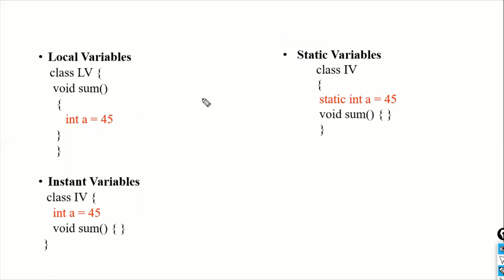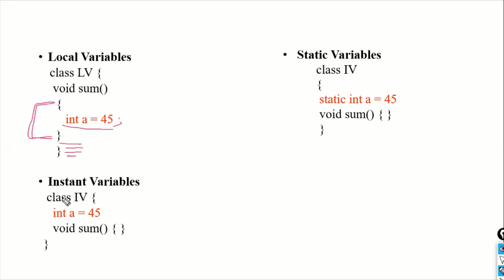Now, local variables. Any variable that is defined or declared inside a block is called a local variable. If you look at this variable A that is declared inside the block of this method, the scope of variable A is limited to this particular block only. We are not allowed to access variable A outside the block. So variables which have a limited or block scope are called local variables.